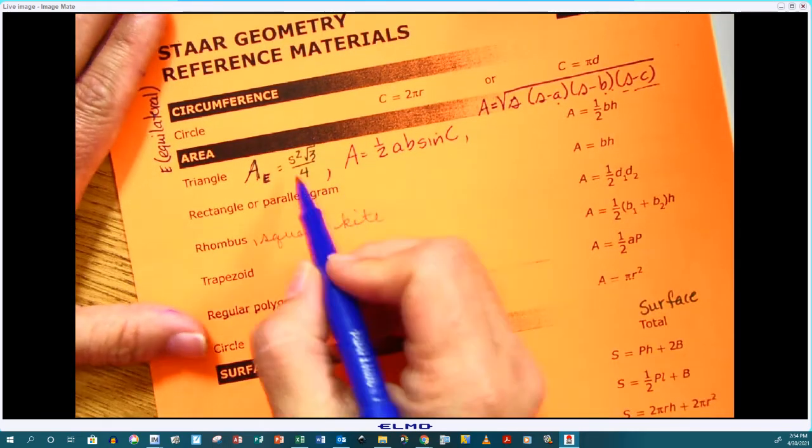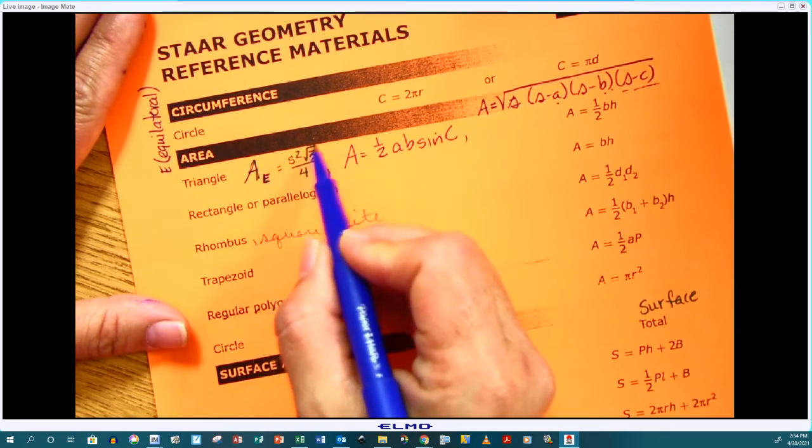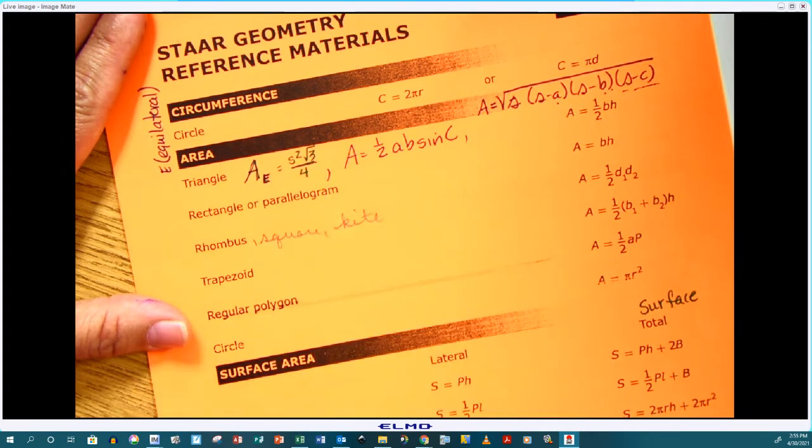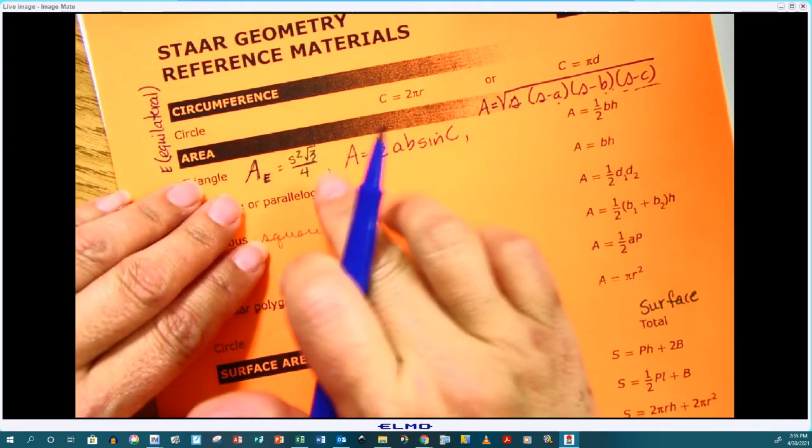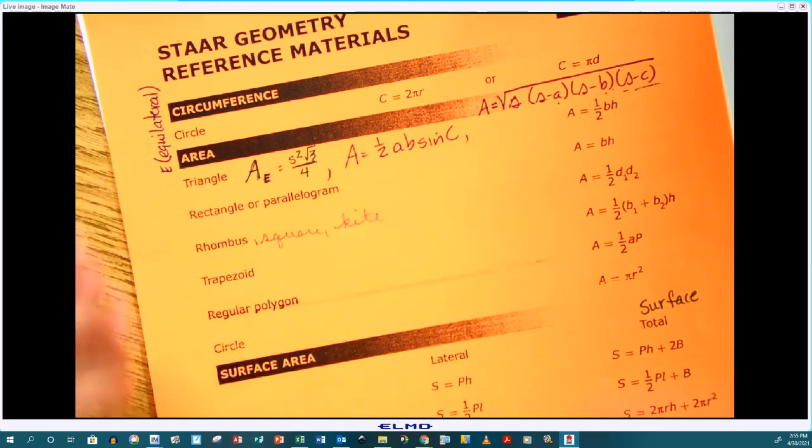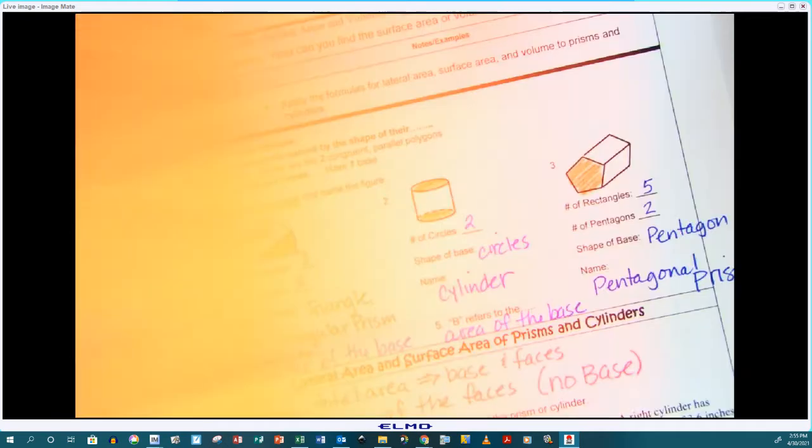I want you to put s squared square root of 3 over 4. So write s squared square root of 3 over 4. We're going to use this formula on our equilateral triangles because it's going to make our life a whole lot easier. It's going to be easier than base times height because I don't have to worry about finding the height. I don't need it. I have the side. Make sense? All right, so here we go.